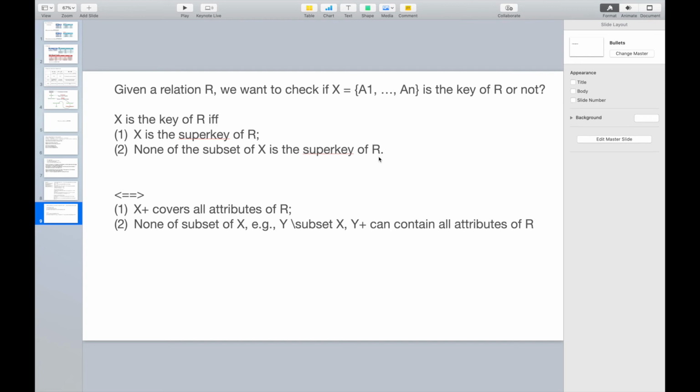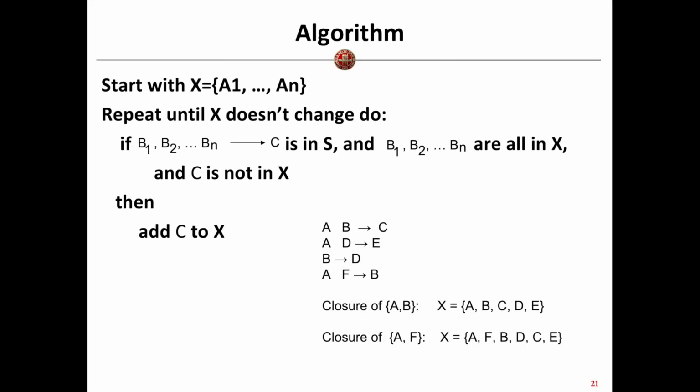Then the question is how to compute the closure of attributes. We have an algorithm prepared for you. Let me show the algorithm in the slides. So we have an algorithm as shown here to calculate the closure of the attributes. Given a bunch of attributes, like X equals A1 to AN, how can we calculate the closure of X? We calculate it in a recursive way.